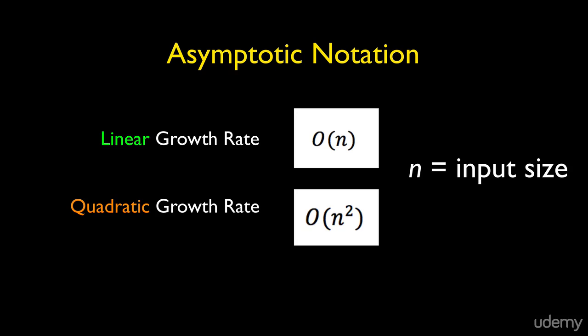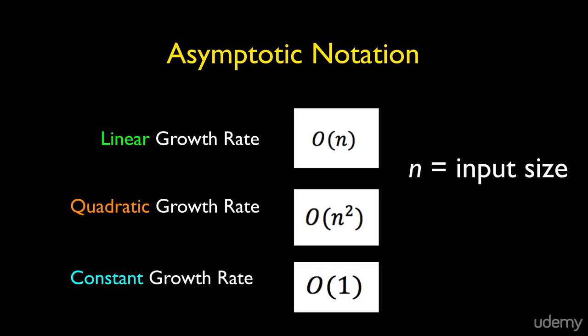Now let me ask you a pop quiz question. What do you think would be the asymptotic notation or big O notation for an operation that runs at constant time? Take a few seconds, think about it, and I'm about to show you right here on the screen what the big O notation for that will be. Here we have it. It's going to be big O of 1.